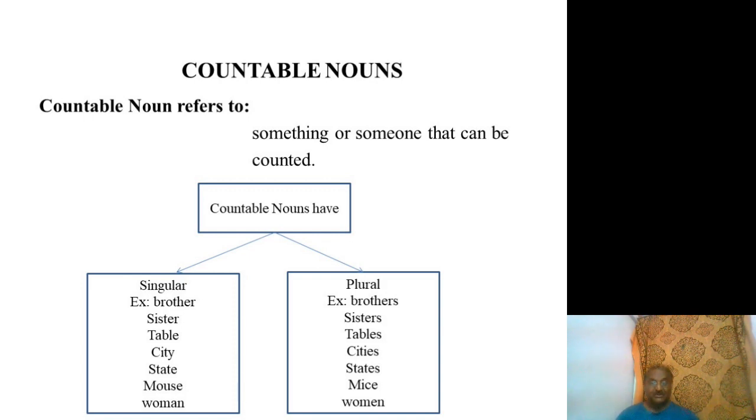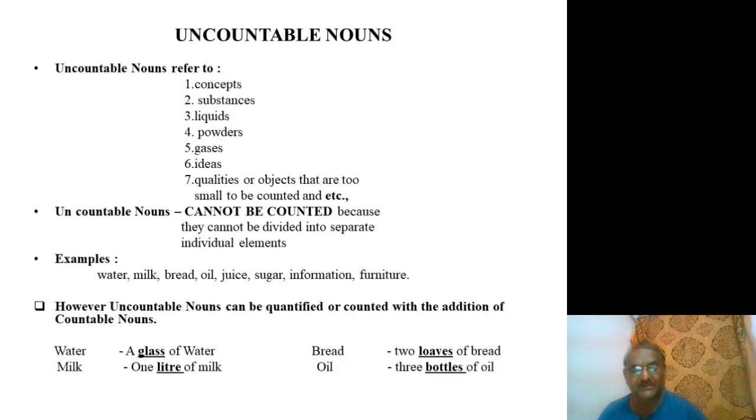So after countable nouns, let's move on to the next item of the kinds of nouns. The last one, uncountable nouns. The previous thing that we understood is all about countable nouns. Now, uncountable nouns. What are these uncountable nouns? Will there be nouns which cannot be counted? Yeah, there are some nouns which cannot be counted. There are nouns which can be counted. They are called countable nouns. There are nouns which cannot be counted. They are called uncountable nouns.